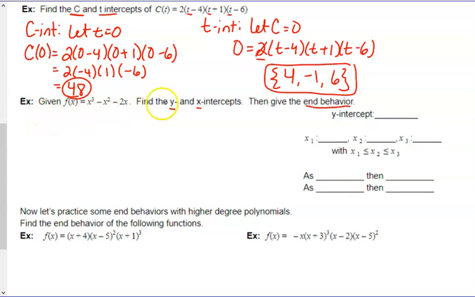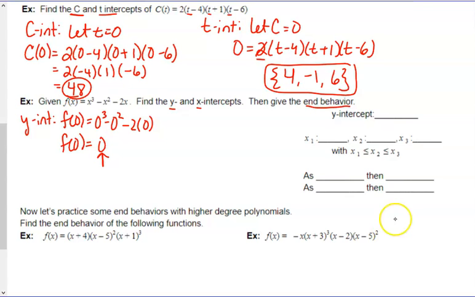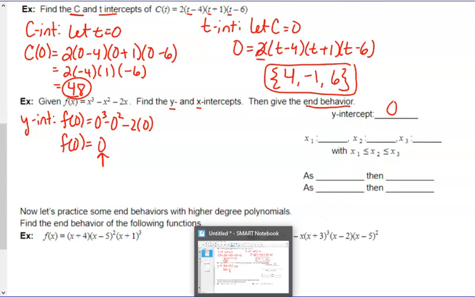All right, so if I'm trying to find the y-intercept, I want to let x equal 0. So in that sense, I need to look at f of 0 equals 0 cubed minus 0 squared minus 2 times 0. Well, that's a lot of zeros in there, and it's pretty boring because this is 0, that's 0, and that's 0. Therefore, f of 0 equals 0. 0 is our y-intercept in this case.